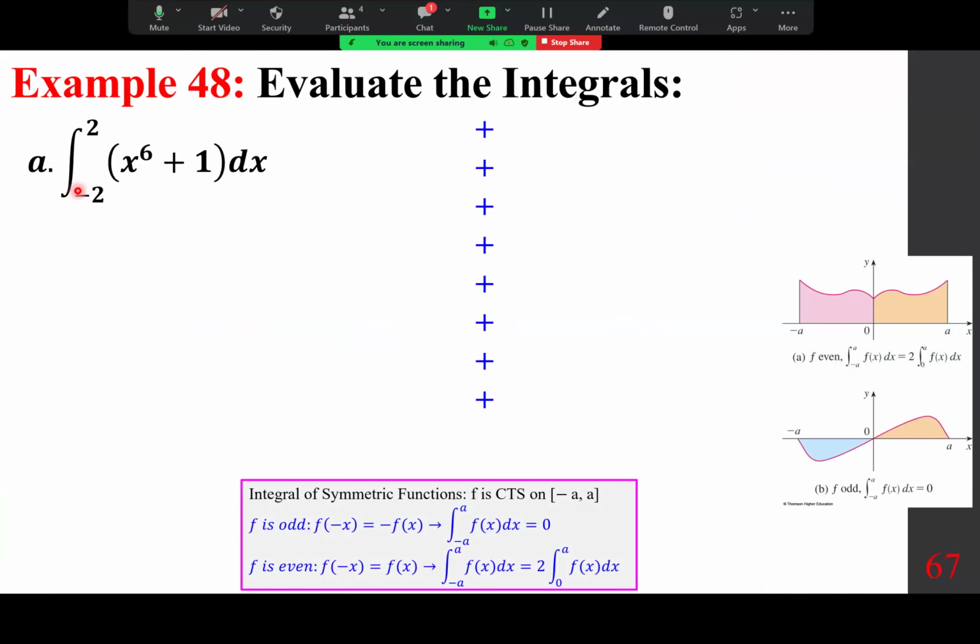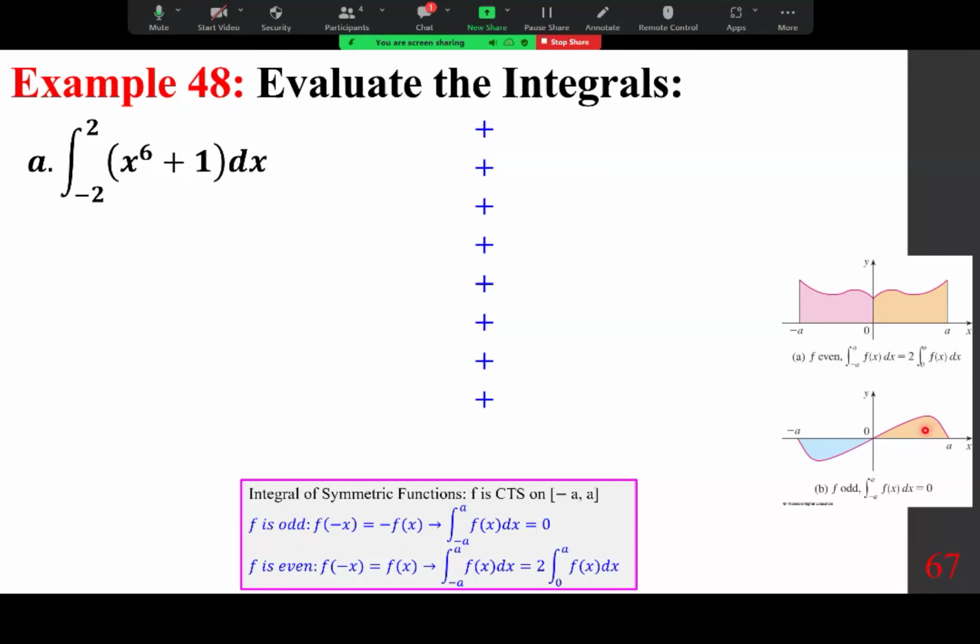Evaluate the integral from negative 2 to 2 of x to the power of 6 plus 1 dx. I want you to notice that when you have an even function, the integral of minus a to a of f of x dx is 2 times the integral of f of x dx from 0 to a. And if it's an odd function, the integral of minus a to a of f of x dx becomes 0. So the integral of symmetric functions, where f is continuous on negative a to a: if f is odd, f of minus x becomes minus f of x. So the integral of minus a to a of f of x dx is 0.